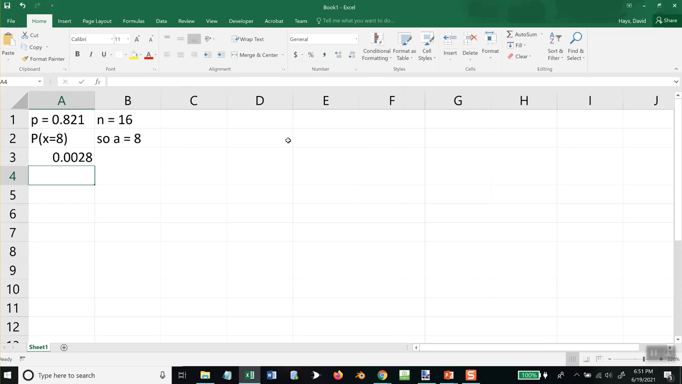Move my decimal point 2 places to the right to change it to percent, and then round to 1 decimal place, and I'd have 0.3%. So that's pretty small.